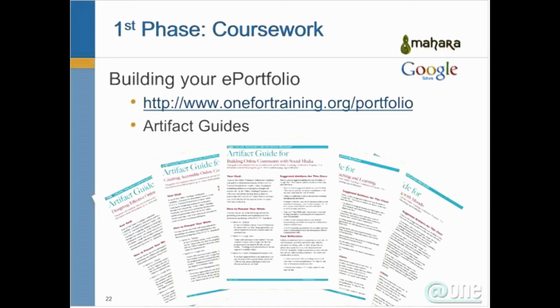So as you're going through each one of these courses, we've developed these artifact guides for you. And they are, again, specific items that you will be creating in these courses that you can then use to demonstrate your proficiency of the standards when you get to the practicum phase. So you can see on your screen here there's a link to the portfolio information at onefortraining.org/portfolio. And on the right-hand side, you'll see a blue box, and in that box there's a link that says Artifact Guides. And there'll be, again, one for each course, and you can go there and check those out.